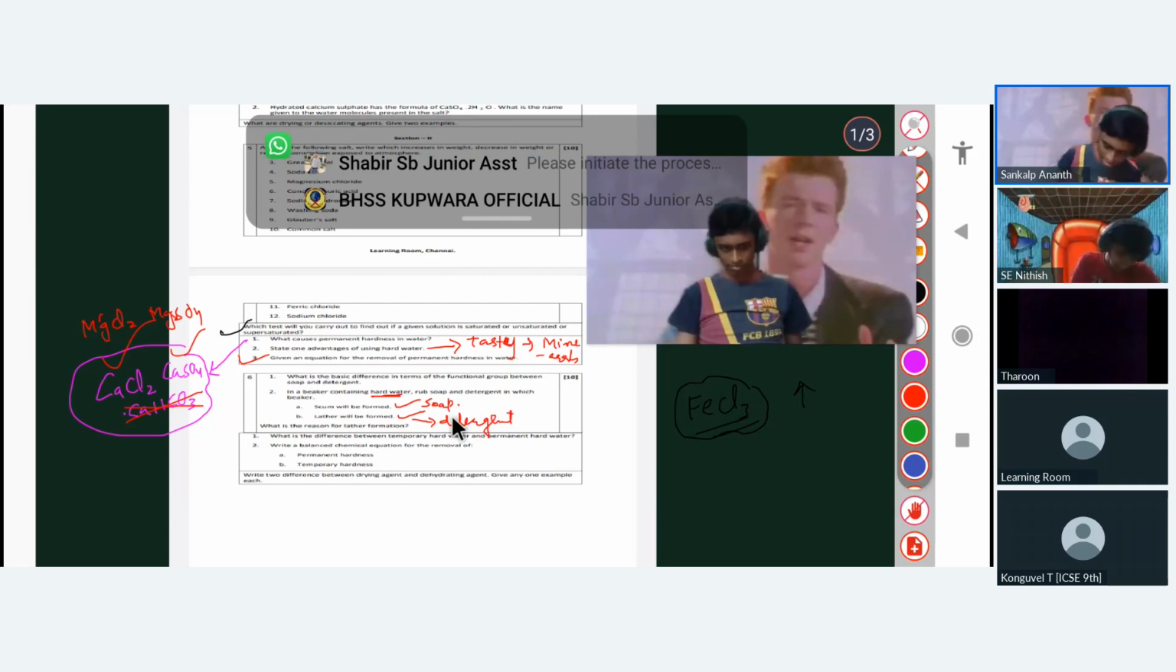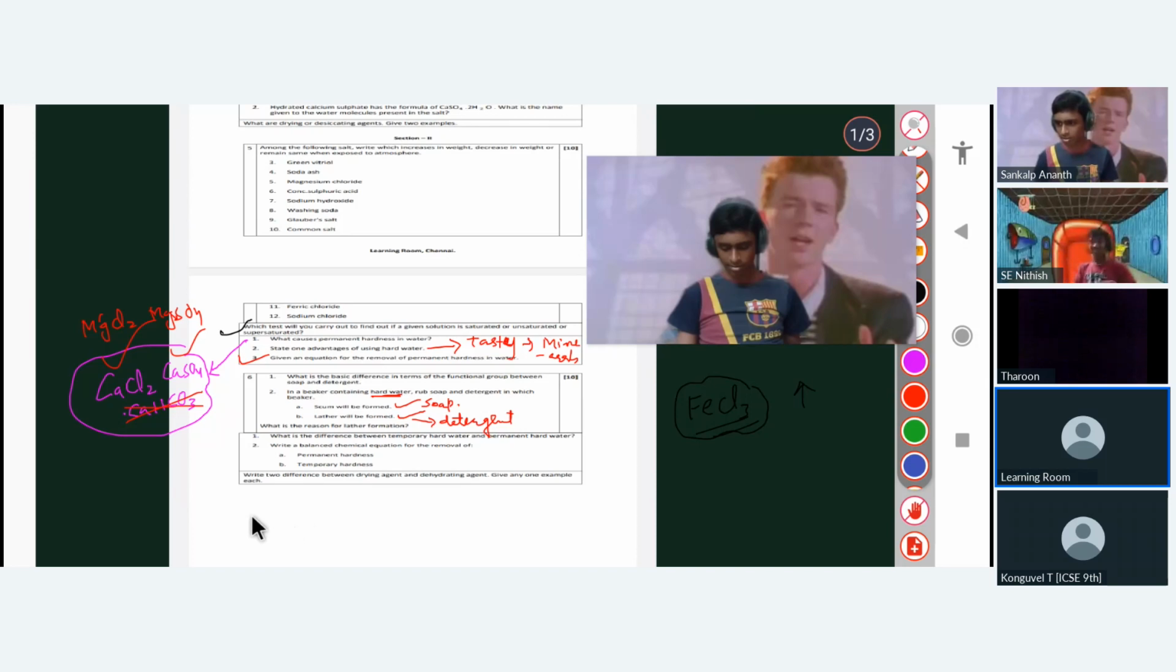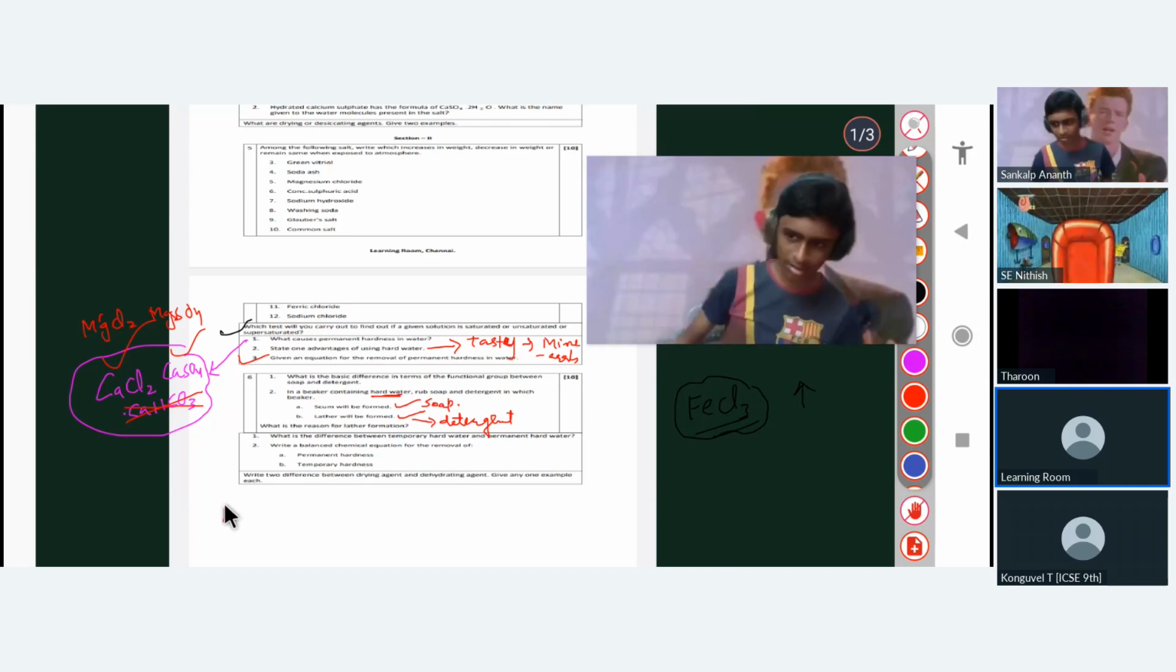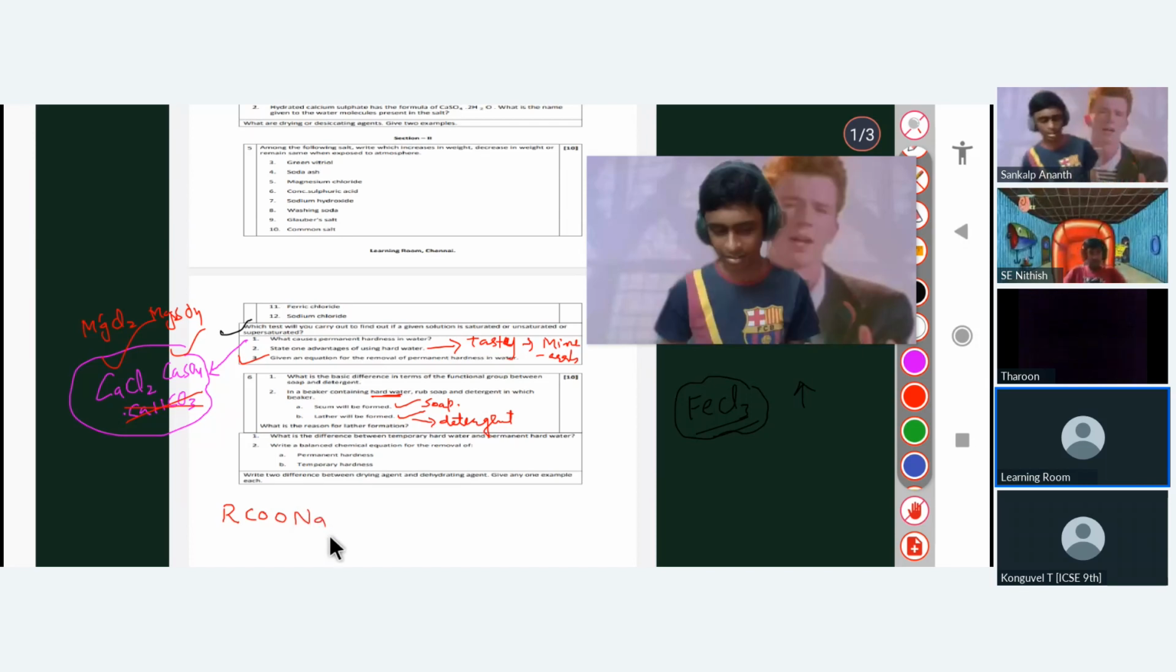What is the reason for lather formation? I have told the reason already. For example, let's say this is your soap, that is RCOONa, right?